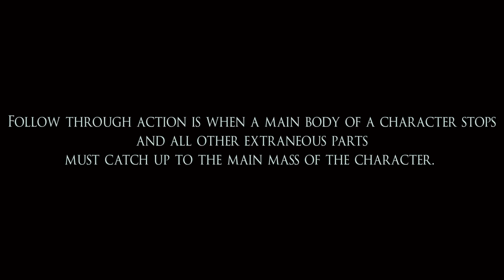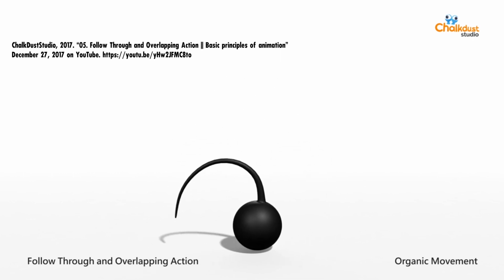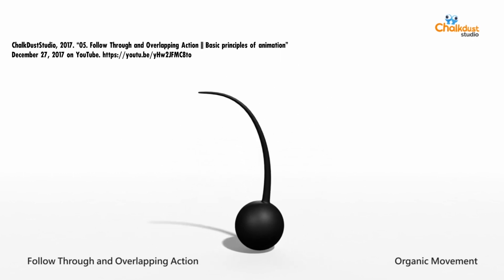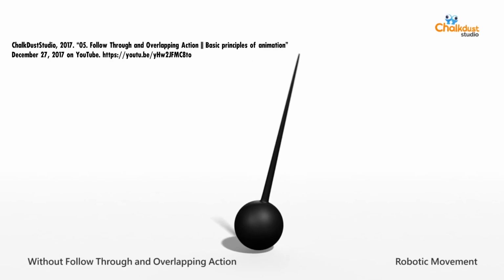Number 3. Follow-through and overlapping action. Follow-through action is when the main body of a character stops and all other extraneous parts must catch up to the main mass of the character. For example, the arms, hair, and clothing do not move with the main body but are informed by it. Overlapping action is when the character changes direction and then, a few frames later, the hair and the clothes follow.